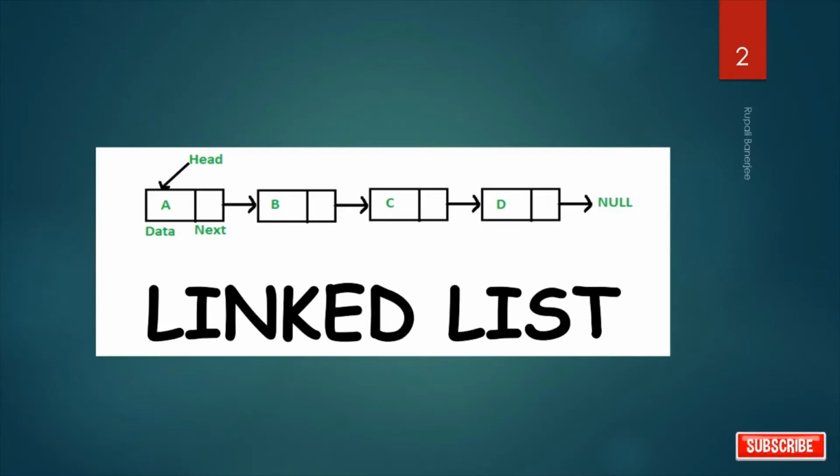So a linked list is a linear data structure in which the elements are not stored at contiguous memory locations. The elements in a linked list are linked using a pointer. So, in simple words, a linked list consists of nodes where each node contains a data field and a reference, that is a link to the next node in the list.